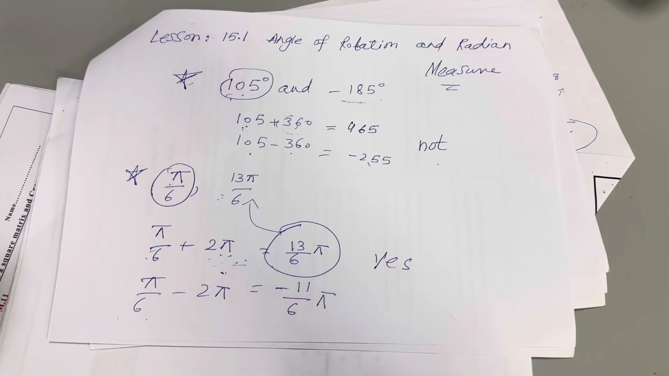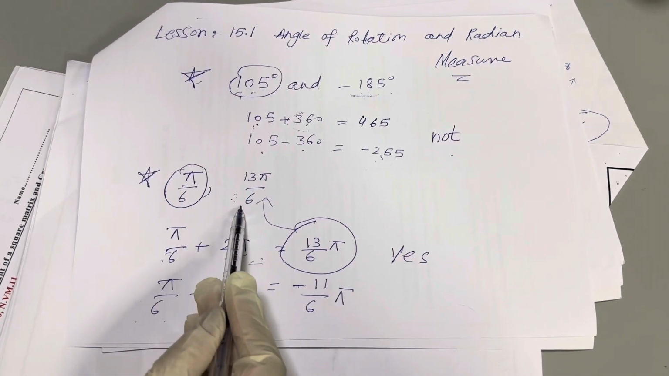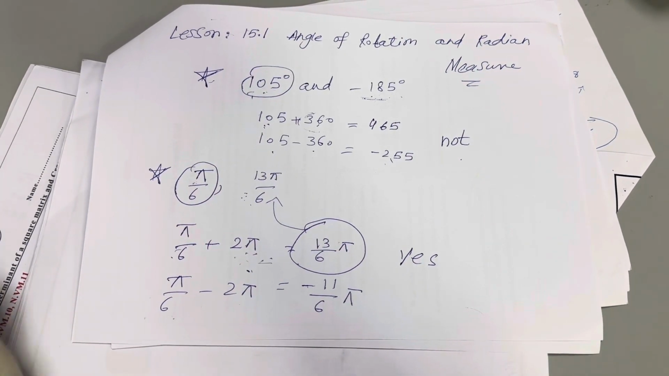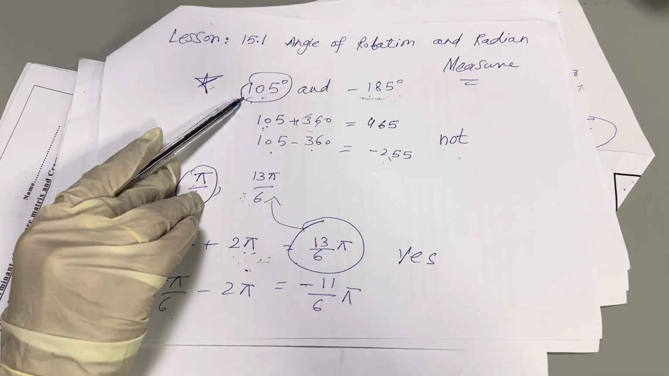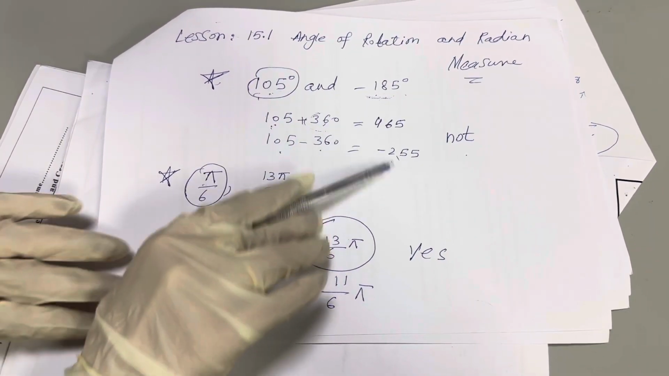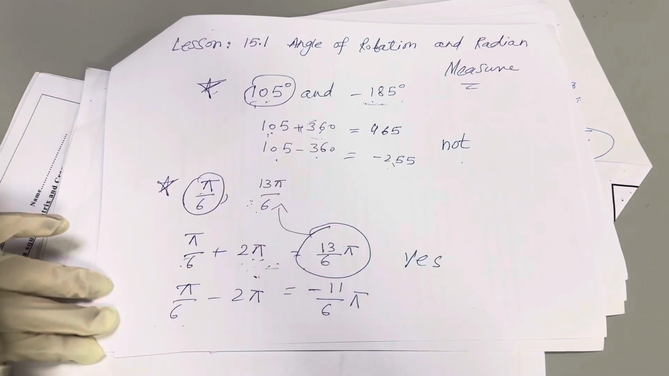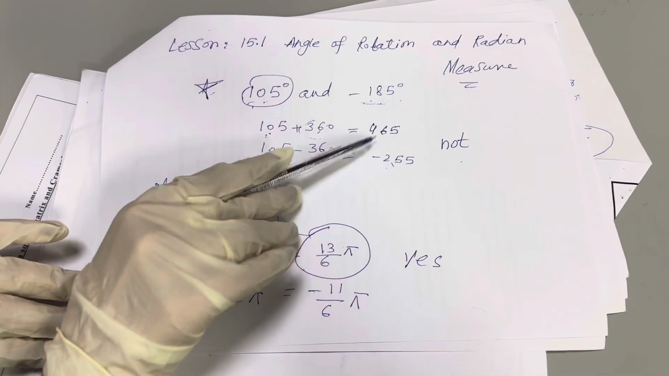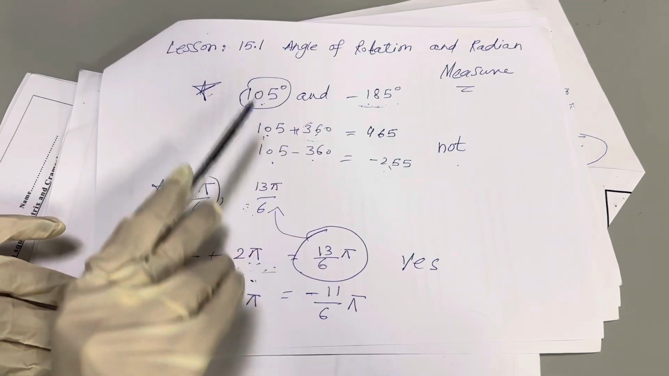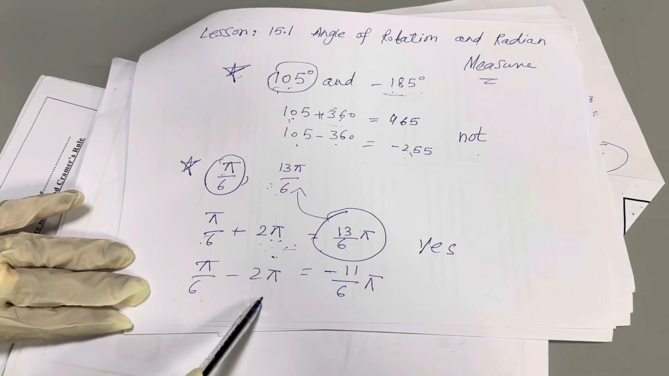So what is the concept? If they give you two angles, and the given angles can be in degrees or in radians, and they are asking you to check whether they are coterminal or not, what you have to do is choose any one angle and do plus 360 and minus 360. If any of your answers is the same as the second angle, then it means they are coterminal. But if both are different from your second angle, it means that they are not coterminal. With degrees you have to do plus 360 minus 360. As radians you should do plus 2 pi minus 2 pi.